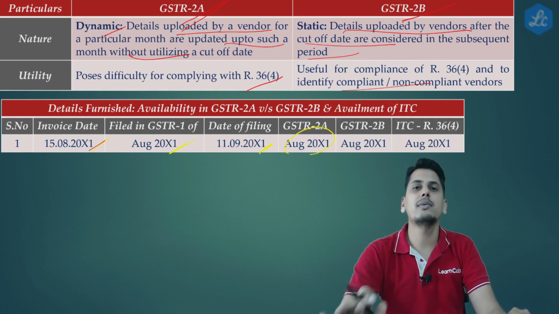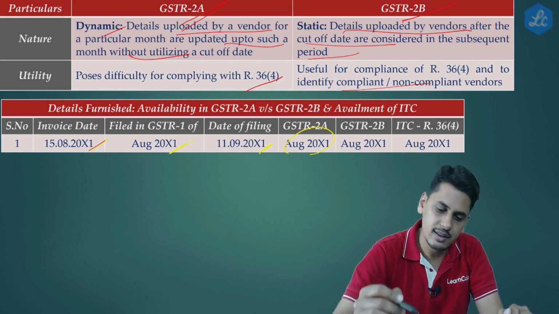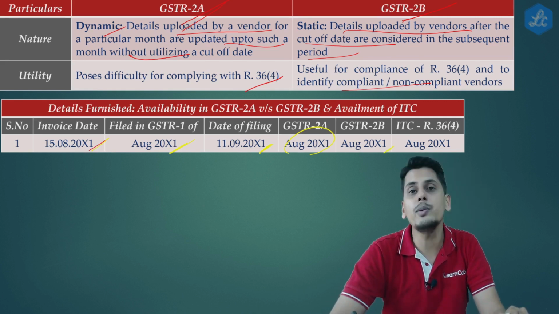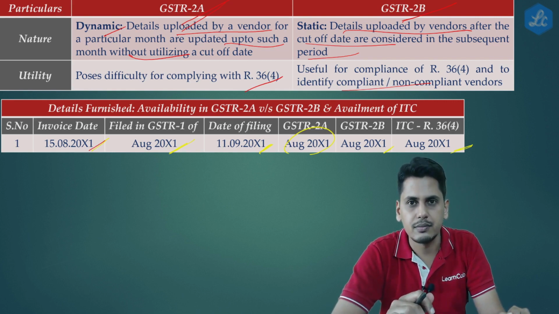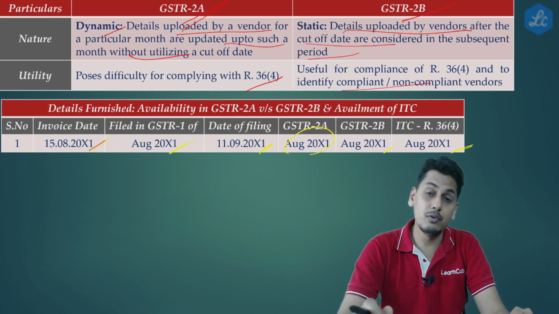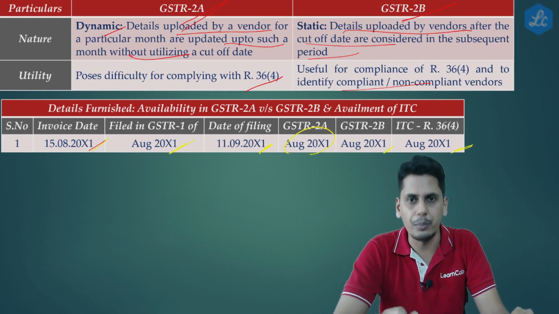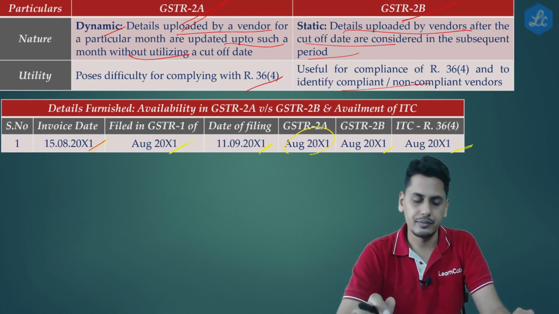In that particular month's return, he would be in a position to take the credit. In this case, it is appearing in GSTR 2B of August. He can take the credit in August month's return. So 1 and 3 is simple. The second question is, in which month's GSTR 2B it is going to appear?